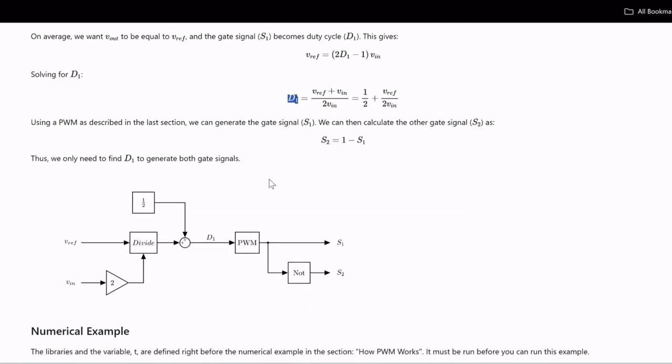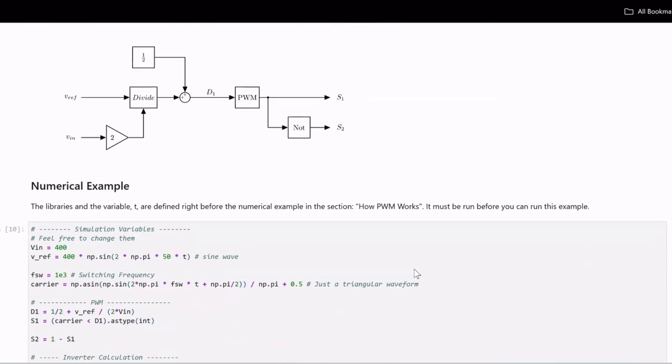And now this can be written as a block diagram. Now we have an equation for the duty cycle. So we have the output voltage that we want, and then we divide by 2 times the input voltage, and then we add 0.5. Then we get the duty cycle. And then we use a PWM to generate the gate signal S1. And then remember that this was the relationship between S1 and S2. So then we just use an inverter, or not, to get S2. And I will also show a numerical example where we use this.